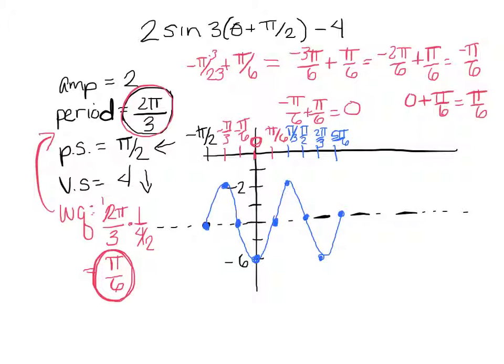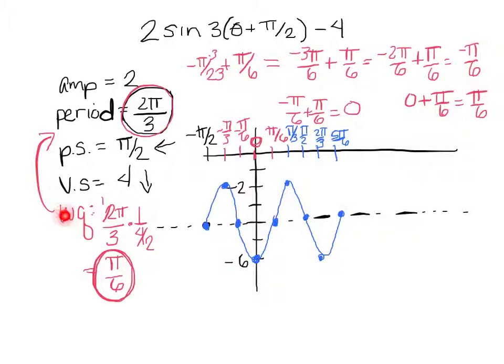Now cosine is going to be the same way, except instead of starting at the axis, cosine starts at the maximum, then the axis, and down. So it's just shifted over a little bit, but it's the same thing. You're still doing the same math. Find your amplitude. That's that number in front. Find the period. That's taking 2 pi divided by the number in front there.